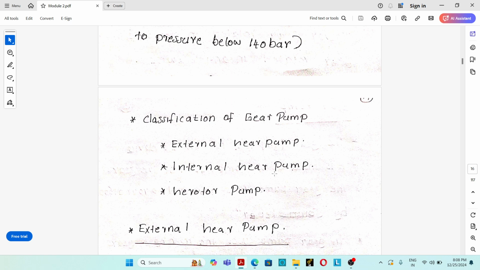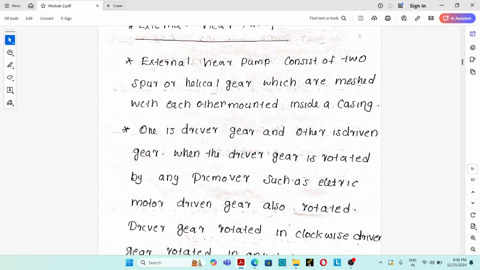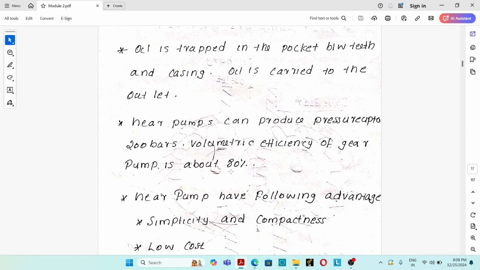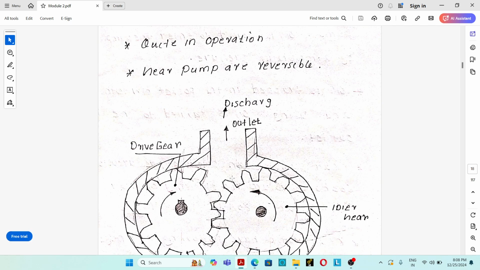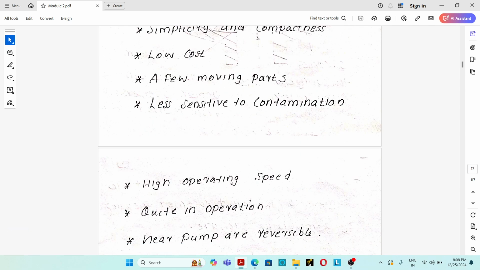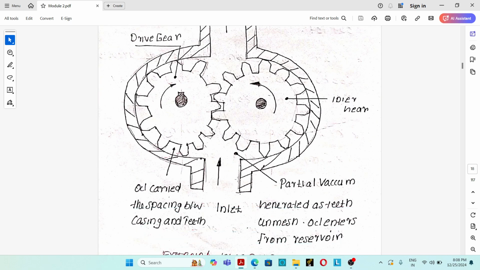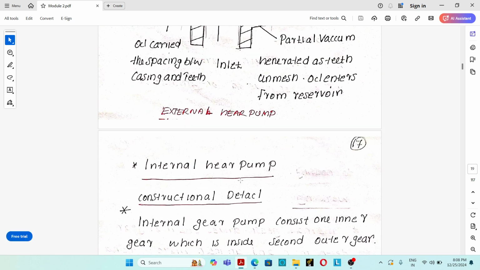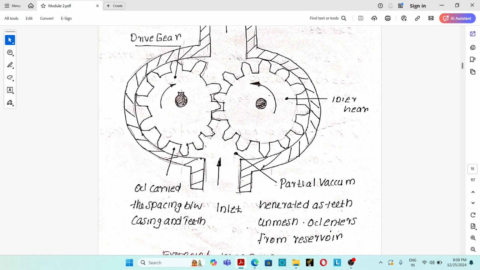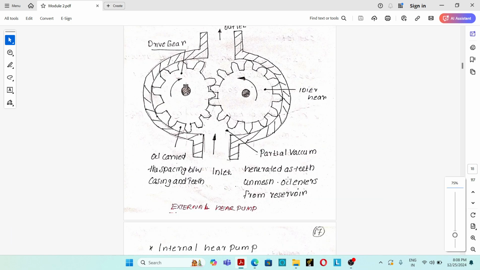What is the construction feature and working of external gear pump? What is the construction feature and working of internal gear pump? And finally, gear rotor pump. So first of all, external gear pump. So we can discuss by showing the figure. What is external gear pump? So this is the figure of external gear pump. All of you see the figure of external gear pump.